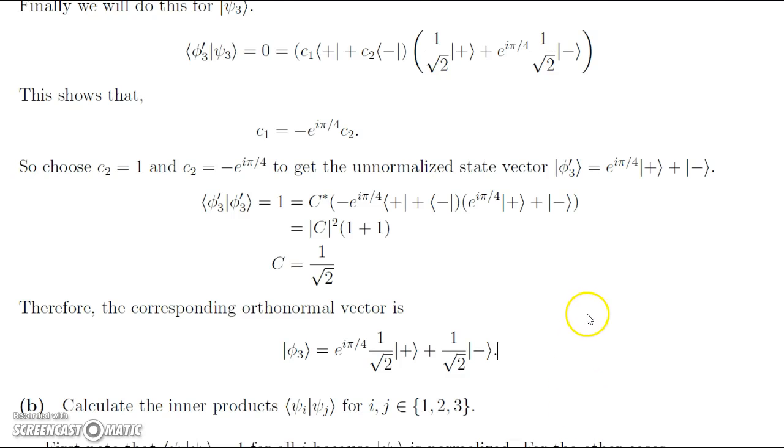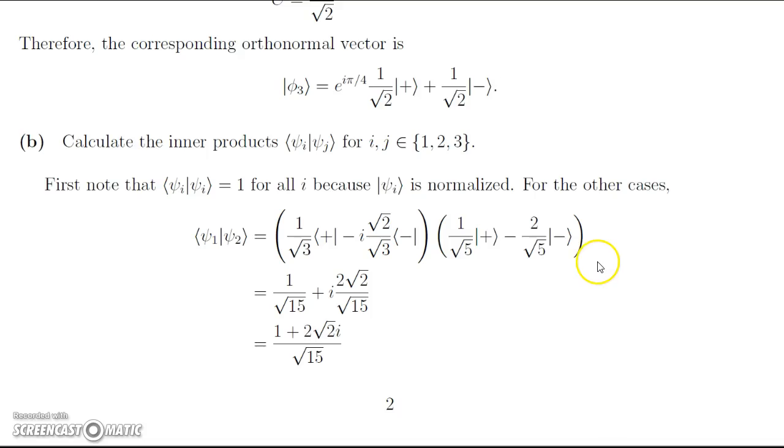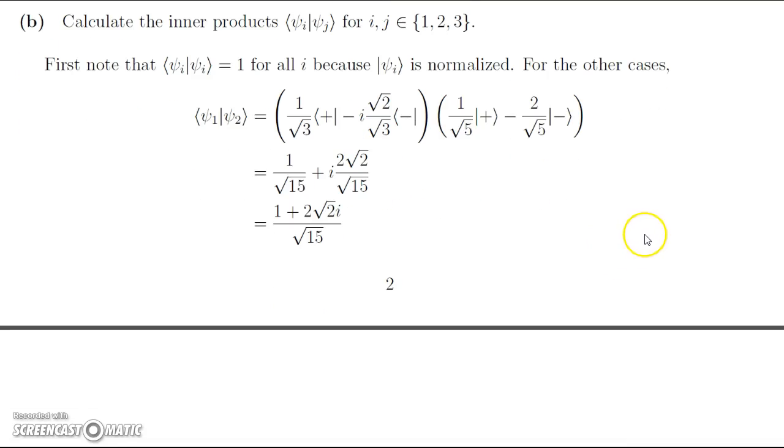So part B of this question is a little different, and it wants us to calculate the inner products of each of these three psi vectors. And so instead of doing all of these out, because there's a lot of combinations, we want to try and reduce some of the work we have to do. To do that, we can first note that psi i inner product with psi i is equal to 1 for every i, because each of these state vectors are normalized, which is why we checked this above. This reduces some of the work we had to do here. But for the other cases, we're going to do them out.